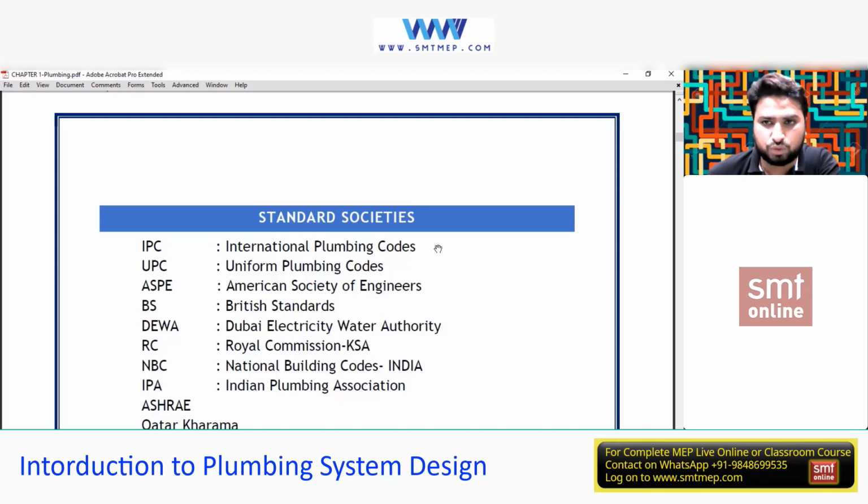Next is UPC. UPC stands for Uniform Plumbing Code. This is commonly used in the Gulf area and the US. Why? Because it is suitable for that region, and this code has values especially for these regions. So if anyone is dealing with projects in this region, like the US and the Gulf countries, they might use this, and IPC can also be used. It's not that I'm saying only UPC. IPC can also be used, but if your company says we follow UPC, then you need to go with UPC. So UPC is again a standard for the Gulf and the USA.